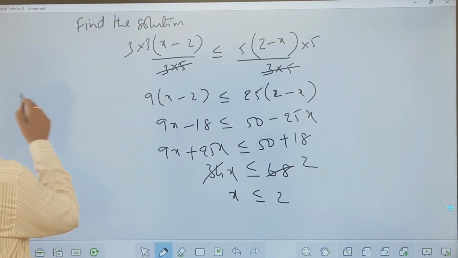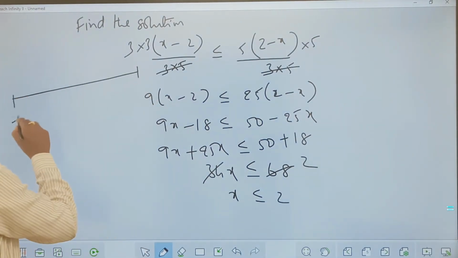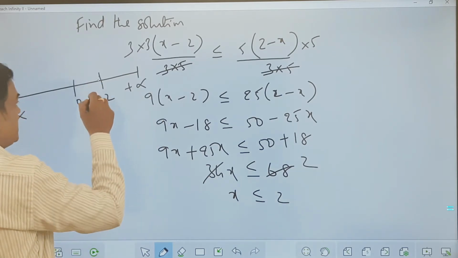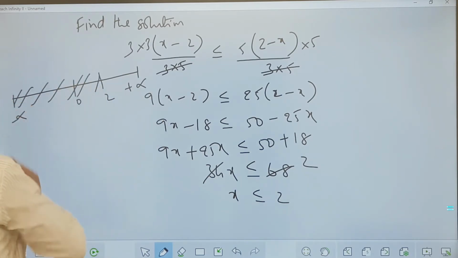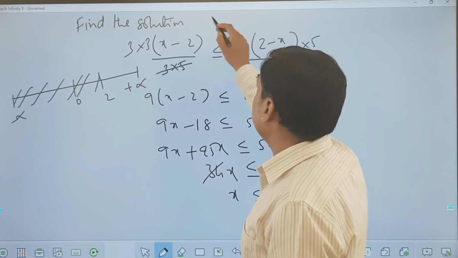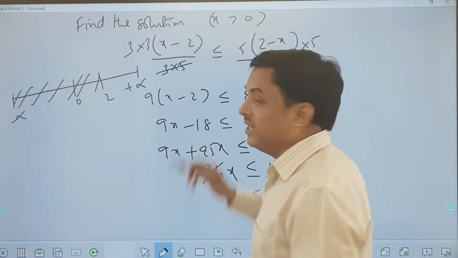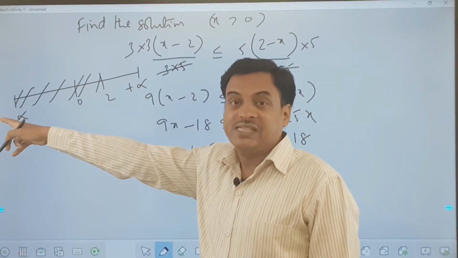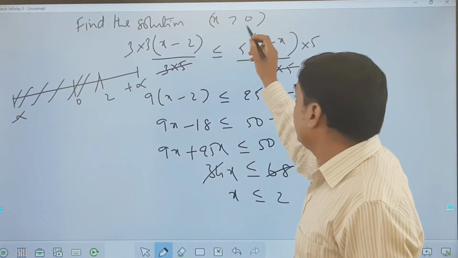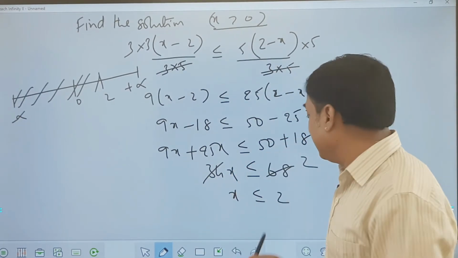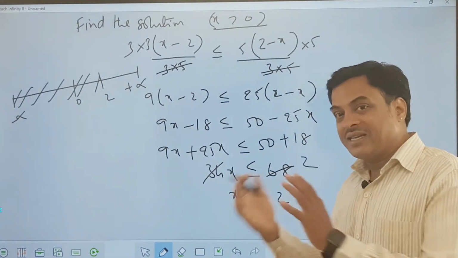Now less than or equal to 2, how will you represent it? This is between minus infinity and plus infinity, 0, 2. Less than or equal to 2 means inclusive of all negative values. Now sometimes, friends, we should also remember, suppose this question says that x is less than 0 also as a condition, then I cannot take up to minus infinity. It is also given as a precondition that x is greater than 0, so I should only take the values less than 2 but greater than 0.